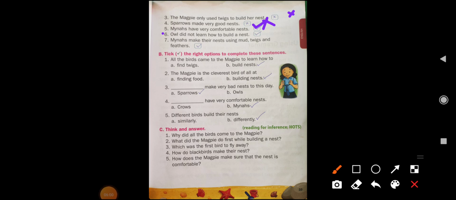Owl did not learn how to build a nest. Yes, this is very true. Yes, children, that we have learned in this chapter that owl did not learn how to build nest.